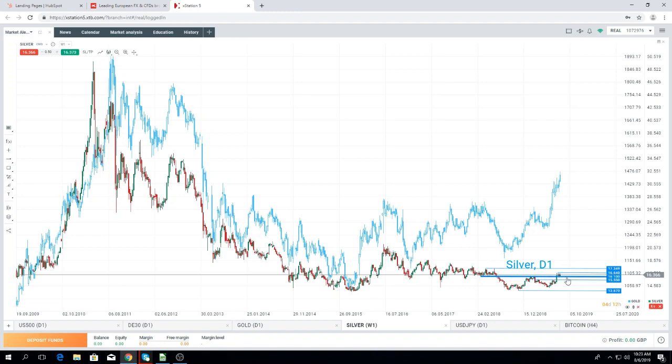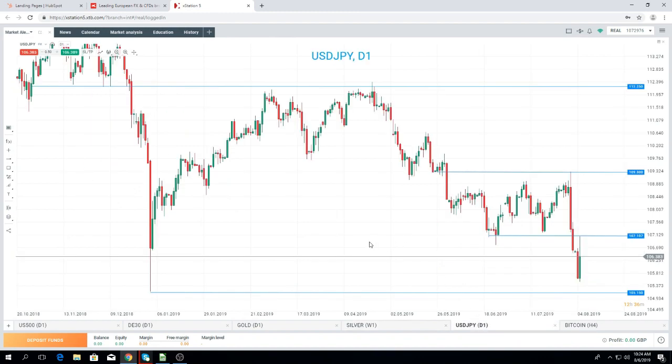So if we do get a pickup in buying activity for silver, there is scope for a sizable move higher if it can break out those prior resistances and if it follows along the path of gold and pushing strongly higher. Finally, just a little word on FX.